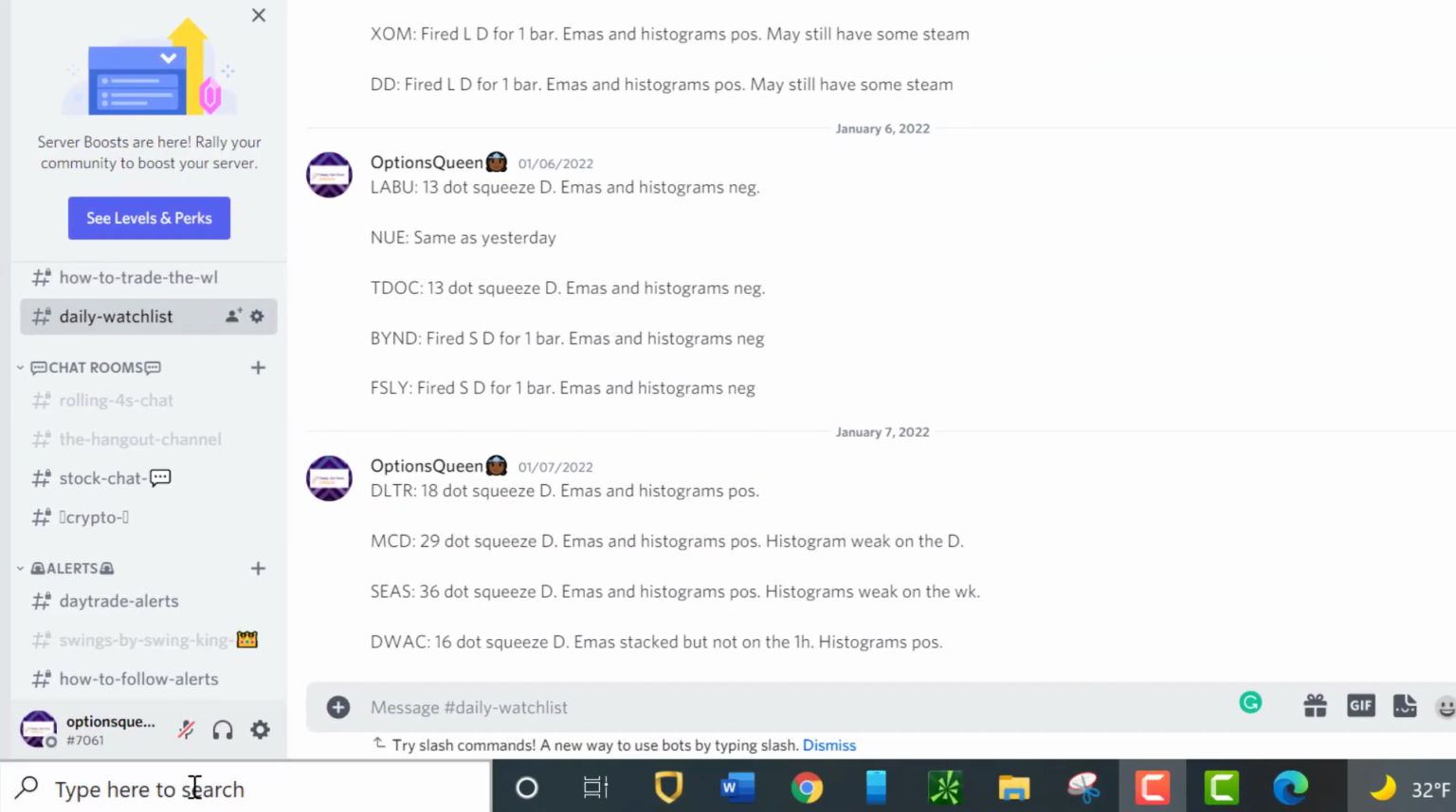We are in my Discord server. This is where I will post a watch list, and I normally just add the ticker information, how many dot squeezes is it in, if it has stacked EMAs, if they're all in the same direction. And here's where I would add the note to myself for something to keep an eye out for. For example, the histogram is weak on the daily. So if I'm looking at this to trade once market opens, I know to keep an eye on the weak histogram on the daily and see if it changes to strong bullish.